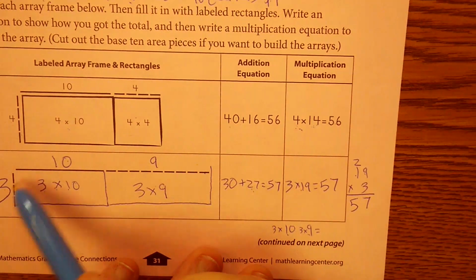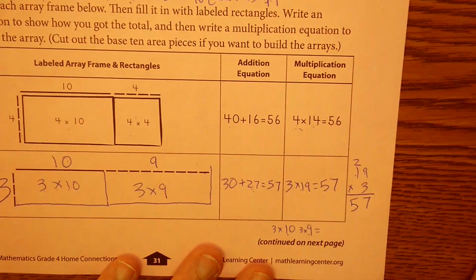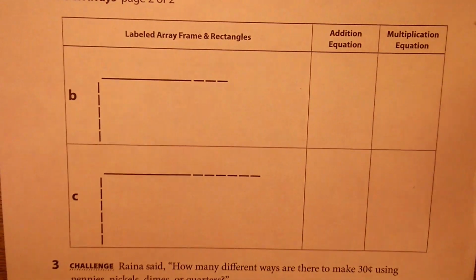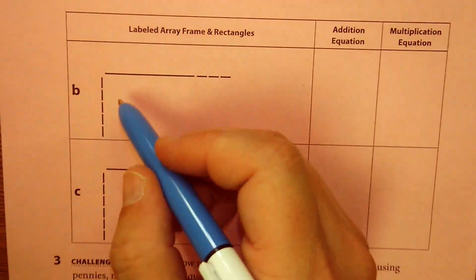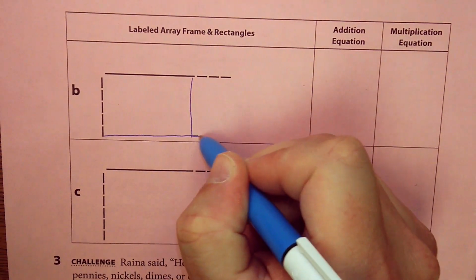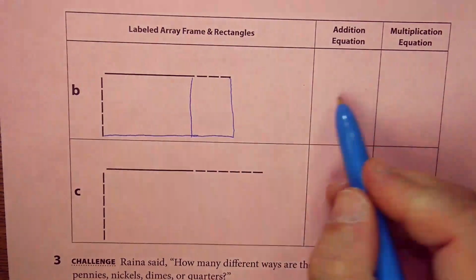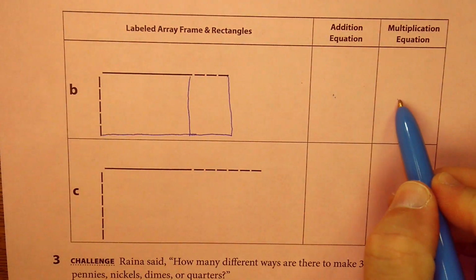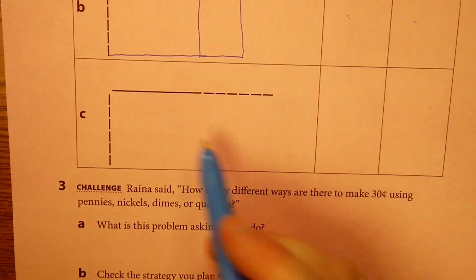This is when we find the area of the whole thing. Okay? As you work on these next two, which I am not going to do with you, I'm just going to point out that you're going to be making sure that you isolate this rectangle and this rectangle, adding them here, and then multiplying the whole thing here. You're going to do the same thing on C.